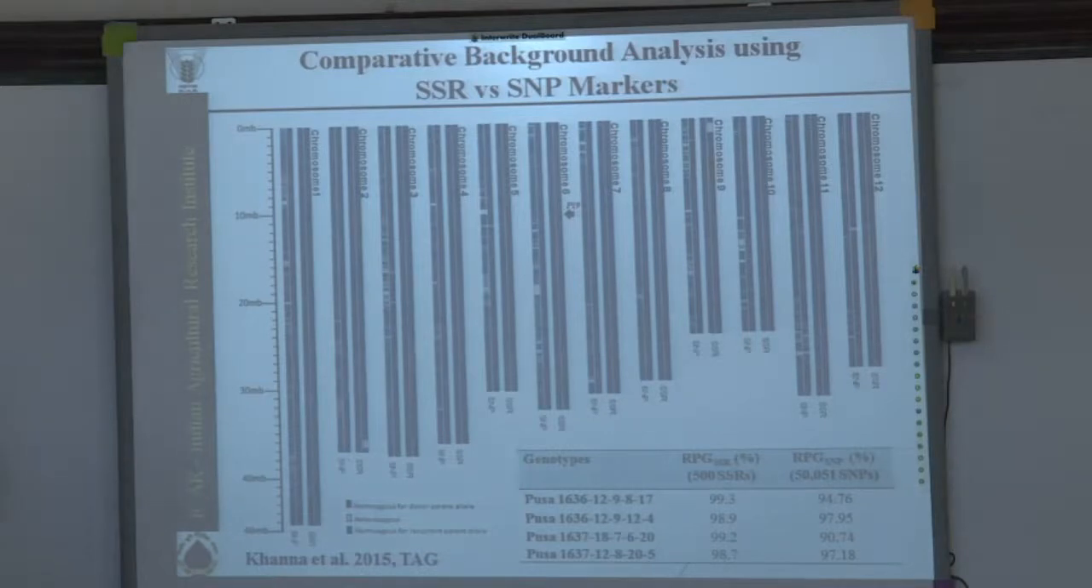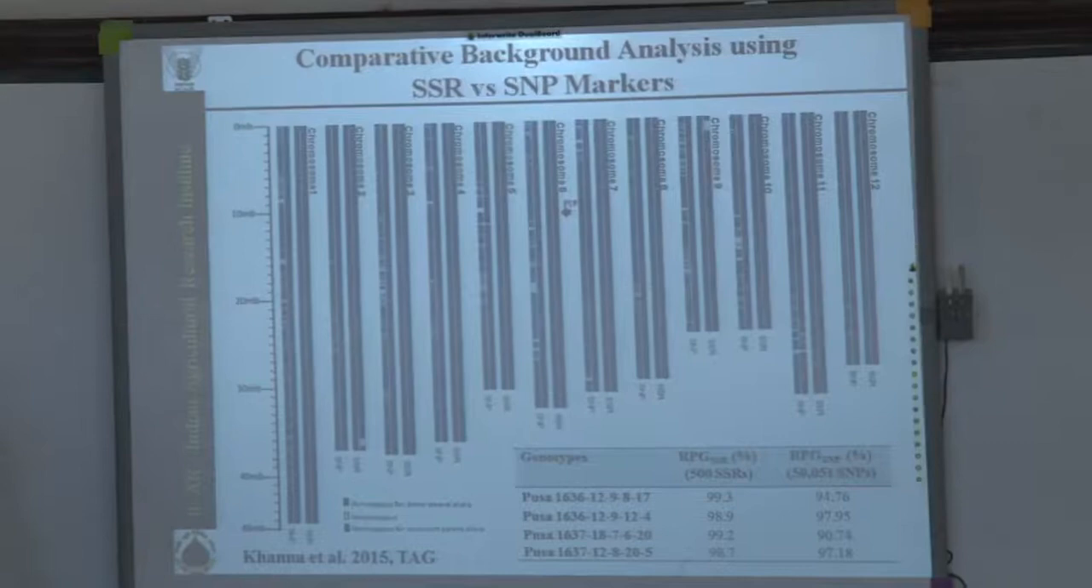When we looked at the recovery of recurrent parent genome, we found that if we use a limited number of markers, there is overestimation of recovery. But if you increase the number of markers, you get realistic estimates. But then cost is another factor. How far we should accommodate, because in plant breeding activity, you also have to look at the cost, how much you are investing, how much you are getting. I think with time, we will find that most of these genotyping systems will become very cheap, and then we can increase the number of markers for background selection.